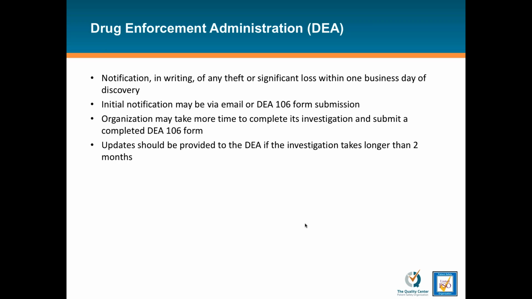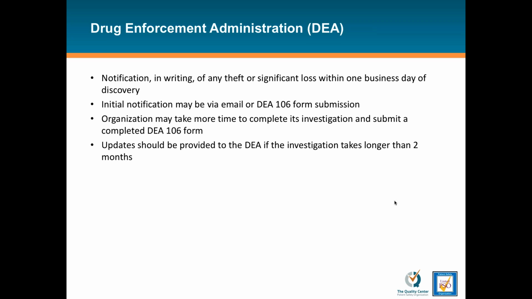So with any case of diversion, or I'll take that back, the reporting to the DEA must occur with any theft or significant loss. And really the reporting needs to happen to 3 different organizations in that situation. So any theft, which diversion would fall under that, or any significant loss needs to be reported to 3 different entities. And we'll talk about those 3 first. The first one being the DEA.